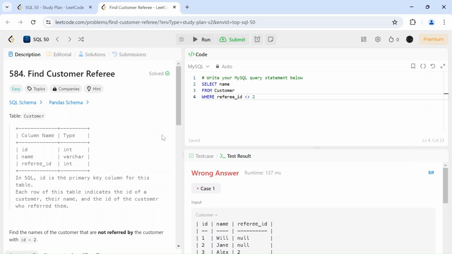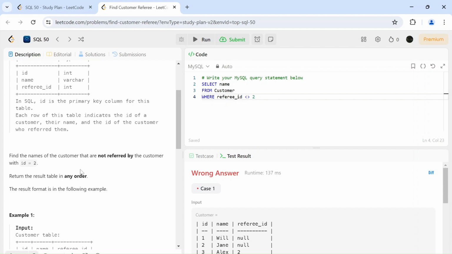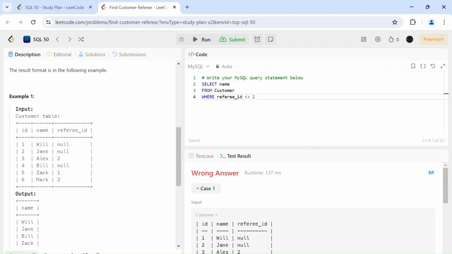I am Pavni. In this video, let's solve the second question of SQL 50 Leetcode series. This question is named Find Customer Referee, and within this we were given one table called customer, which has 3 columns: ID of the customer, name of the customer, and if that customer is referred by someone, we will have the referee ID, and if the customer is referred by no one, we will have null in this particular column. And you can see the example here.